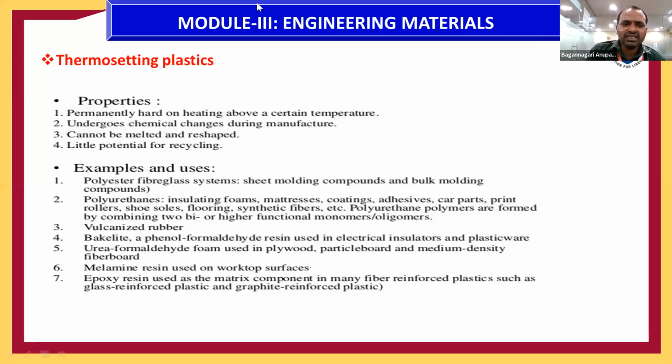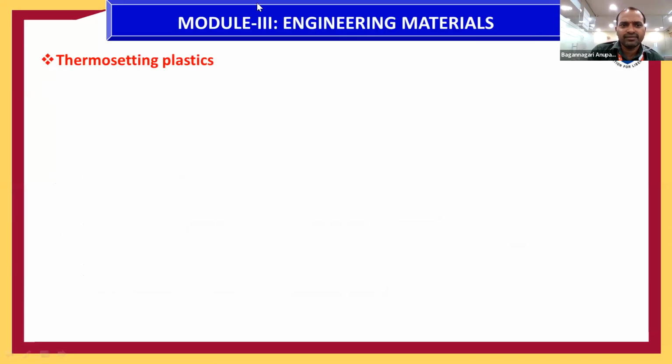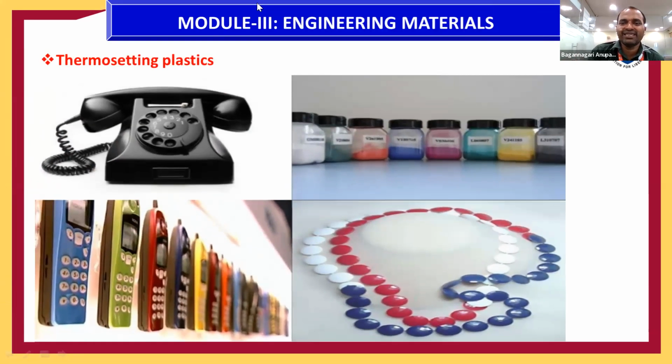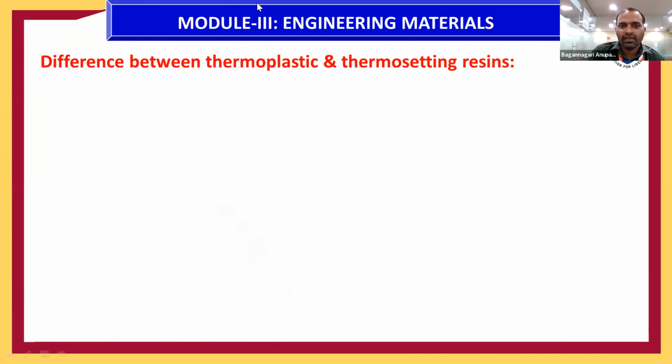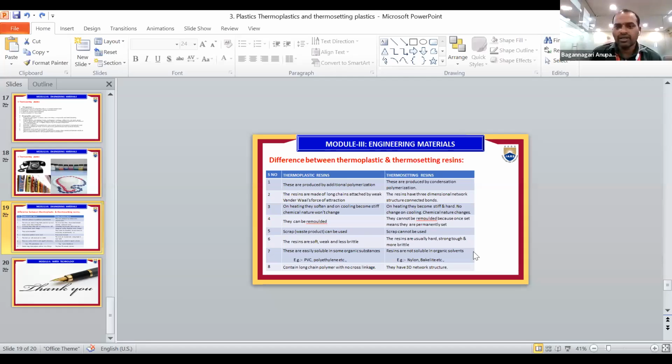Properties are mostly the same as plastics. Plastics properties are the same, already we discussed, no? So these are the thermosetting plastics. So you see, students, what is the difference between the thermoplastics and thermosetting? Anyone can explain the difference between the thermoplastic and thermosetting?